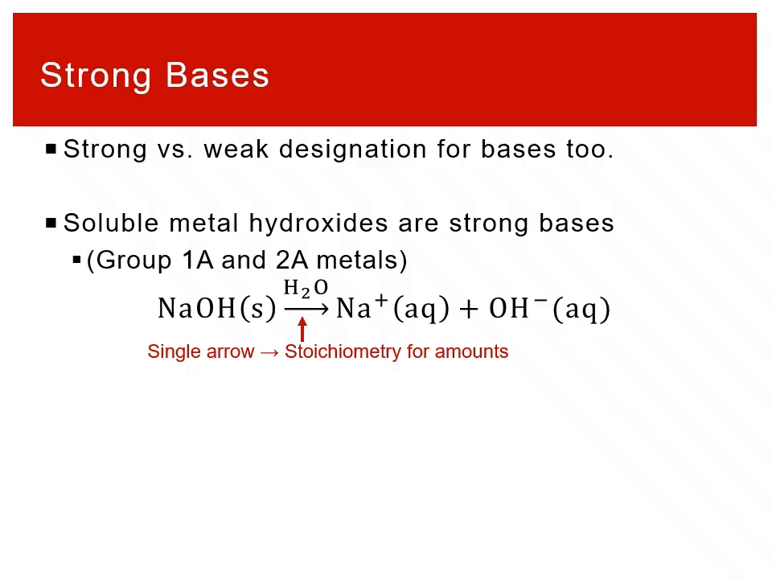You can also describe bases in the same way as strong versus weak, where strong bases react via stoichiometry, or can be described by stoichiometry, where they fully react all the way to completion. All of your reactants turn into products, and then weak bases don't. And so strong bases are effective at changing the pH. Weak bases are less effective. The most common strong base that we're going to talk about is going to be soluble metal hydroxides. So your group 1A and 2A metals, so the alkali metals and the alkaline earth metals on the periodic table, those metals paired with hydroxides.